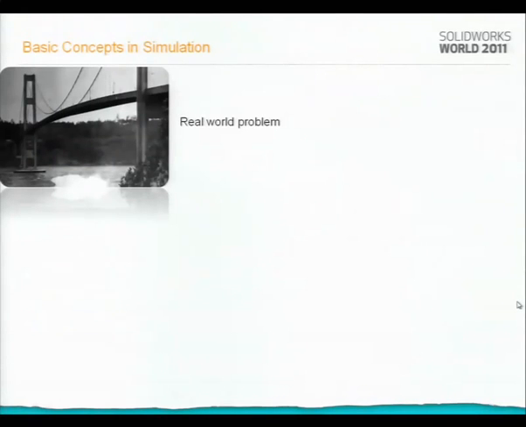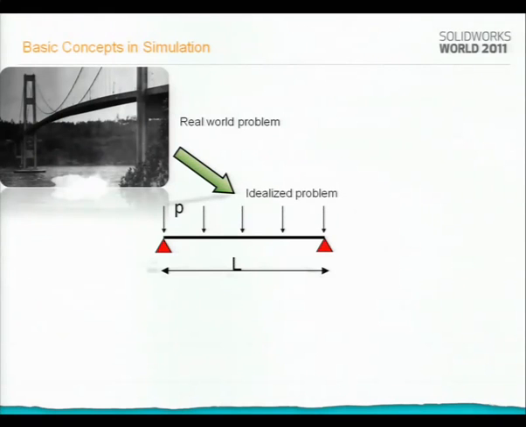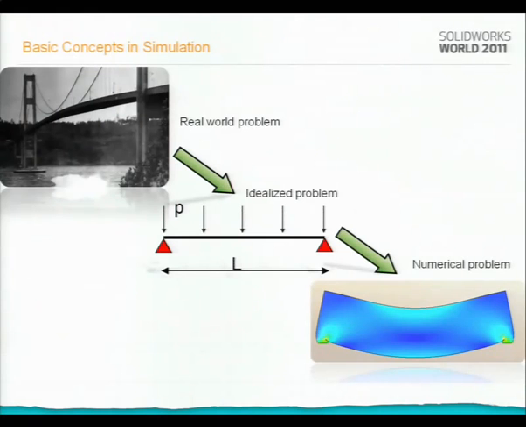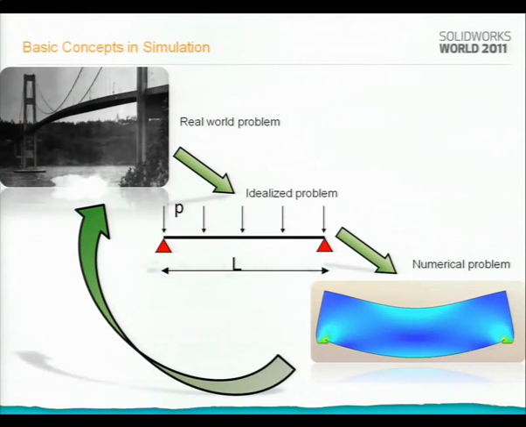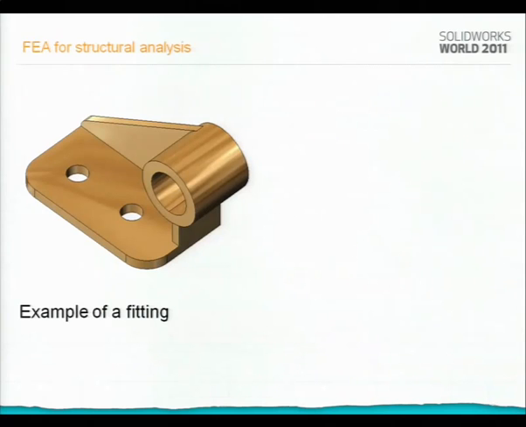So the basic concept in simulation: we have to start with our real model. After this, we idealize the problem, making assumptions. We get the numerical result, and with this numerical result, we come back to the real world and try to understand the real world problem. So the assumptions will cut some results, but we have to make sure that our assumptions allow us to understand the real problem, right? Some basics in simulation.